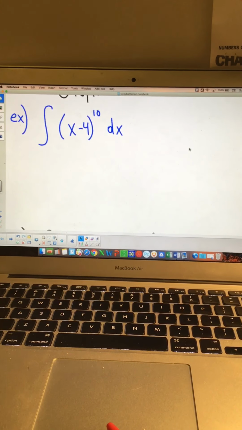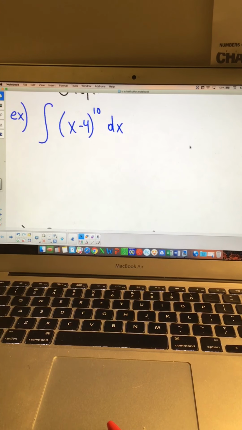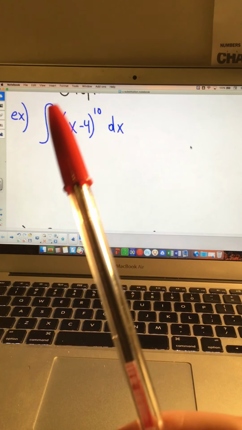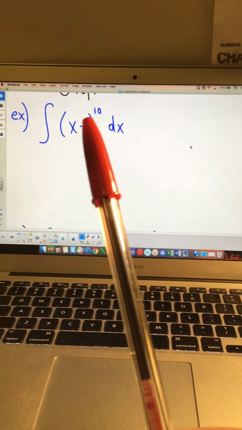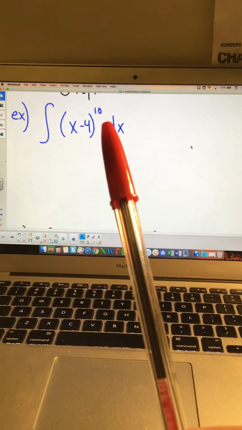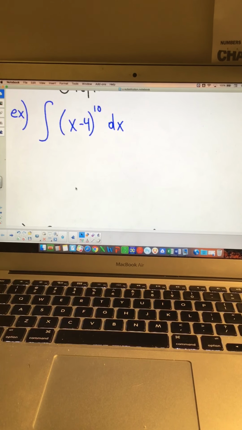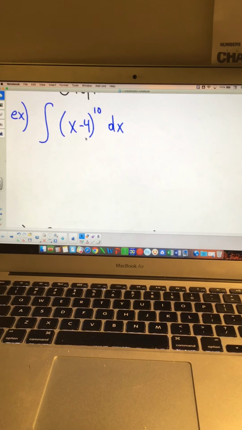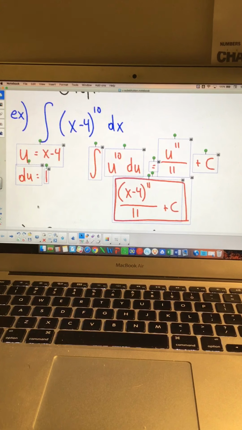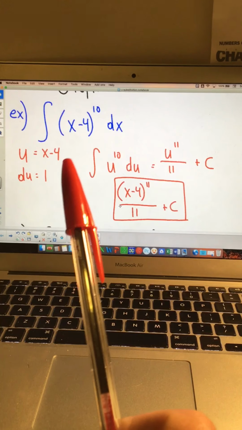For example here, no shot we're distributing this out 10 times. We're integrating. There's nothing to simplify here. We need a u-substitution here, because it's a quantity to an exponent with integration. So u, in this case, is always going to be the quantity. For us, u is the x minus 4. That's what's in the parenthesis.